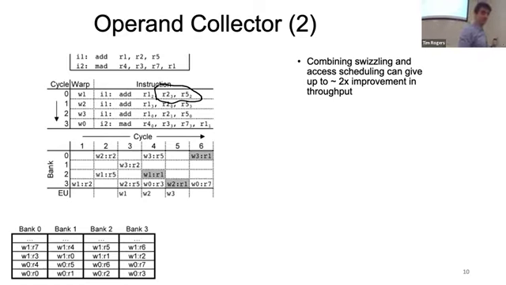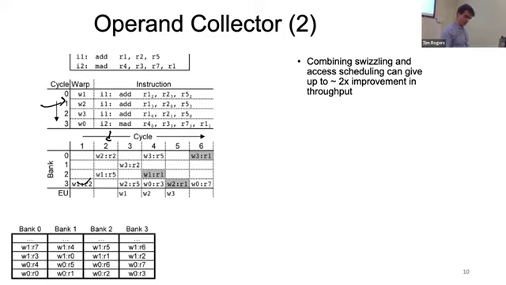Make sense? Questions? All right. So that's the first cycle. On the next cycle, I just chose to read from bank 3 for this one. And then on the next cycle, while I was reading from bank 3, I also decoded and issued this next instruction. And then on cycle 2, what I can do is do the other read.